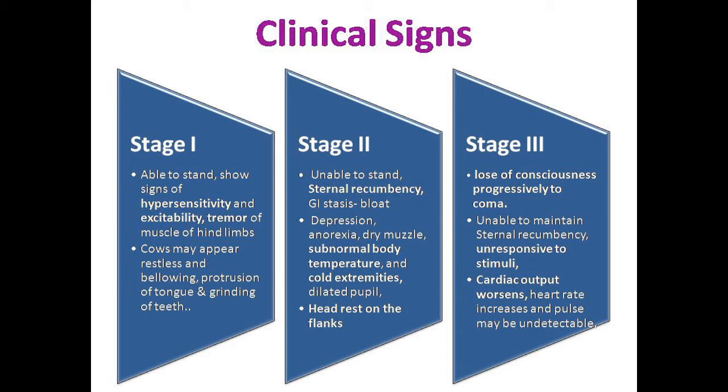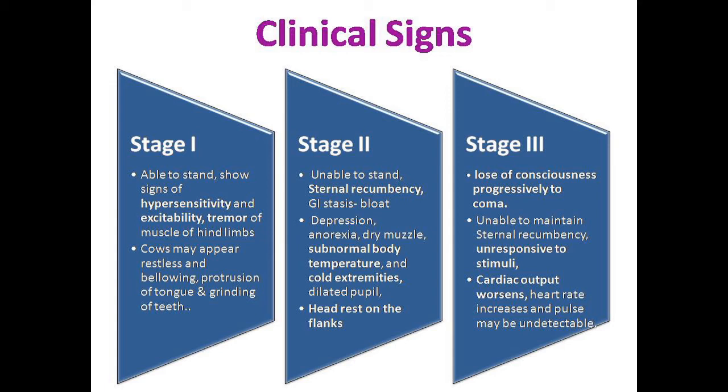Now we will see the clinical signs of milk fever. There are three progressive stages of parturient paresis or milk fever. In stage 1, the animal is able to stand but shows signs of hypersensitivity and excitability. There are tremors of the muscles of the hind limbs, particularly the flanks and triceps muscles. The animal may appear restless and bellowing is there. There may be protrusion of the tongue and grinding of the teeth. All these signs are seen in stage 1 of milk fever.